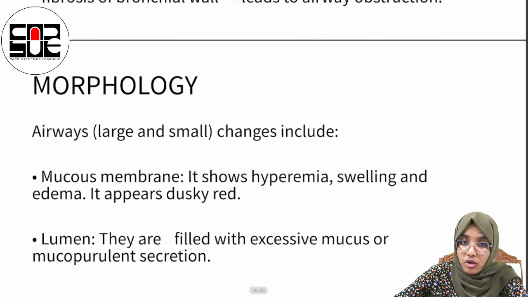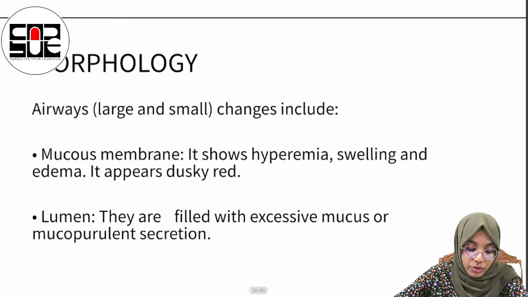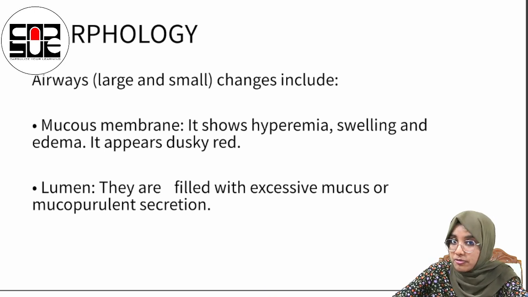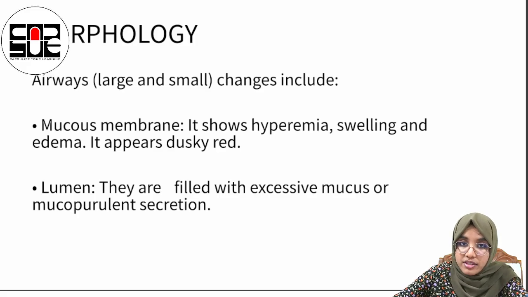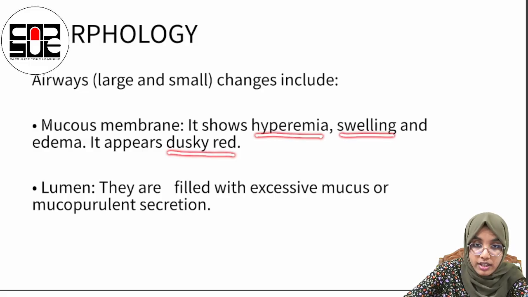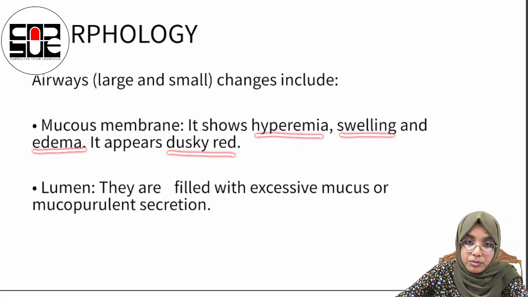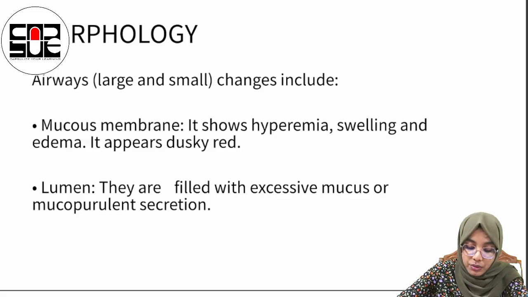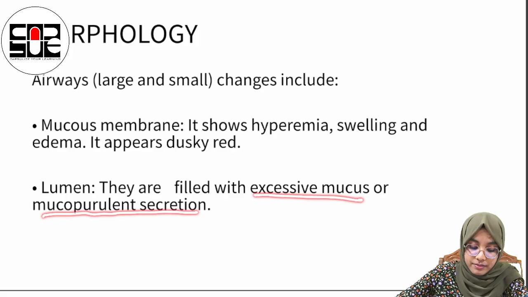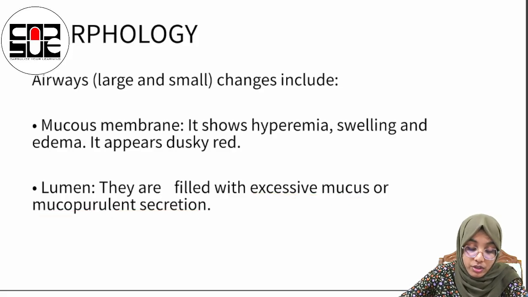So let's move on to the morphology of the lesions which are produced in chronic bronchitis. What are the changes in the airways? Both the large airways and the small airways will show changes because of the two factors, because of hypersecretion of mucus and because of inflammation. How will the mucous membrane appear? Obviously, there's inflammation, so it will appear red in color. It will appear dusky red. It will show hyperemia, swelling and edema. And the lumen will be filled with the mucus that is produced. It will be filled with excessive mucus or mucopurulent secretions. So that is the gross morphology.